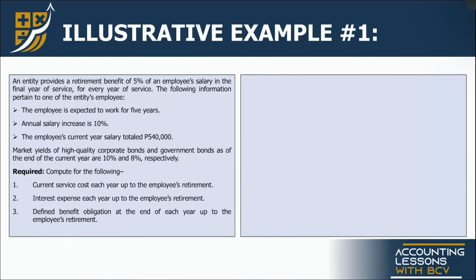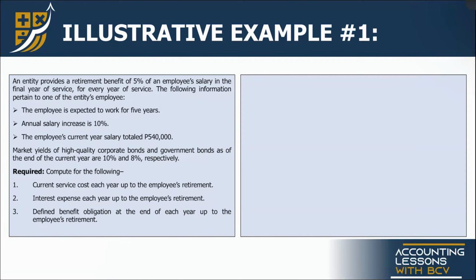Okay. The following information pertain to one of the company's employee. Number 1, the employee is expected to work for 5 years. Number 2, annual salary increase is 10%. And number 3, the employee's current year salary total 540,000. We are given both the market yields of high-quality corporate bonds and government bonds as of the end of the current year, 10% and 8%.